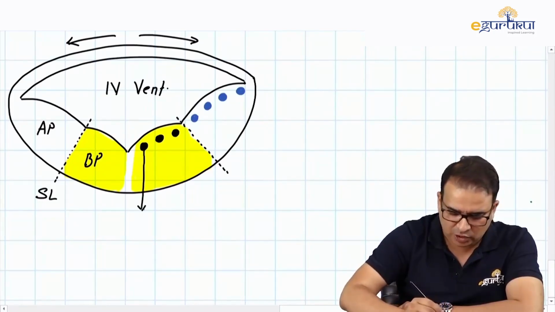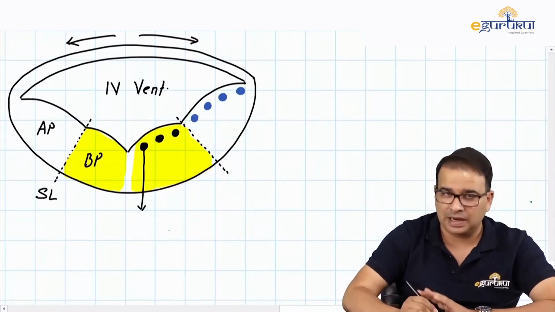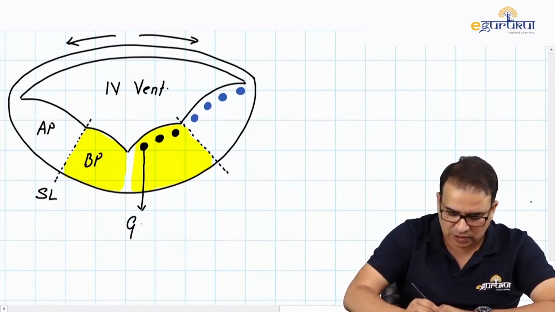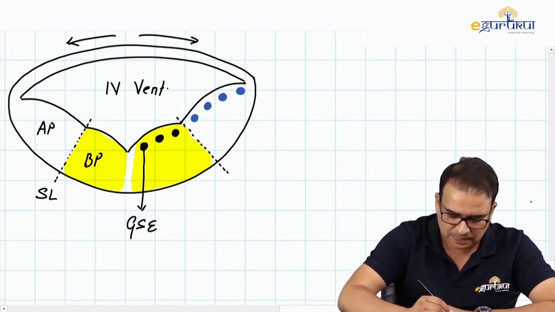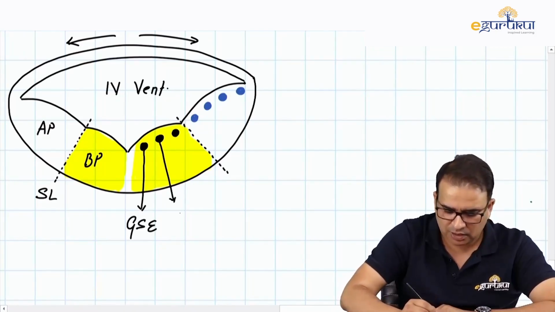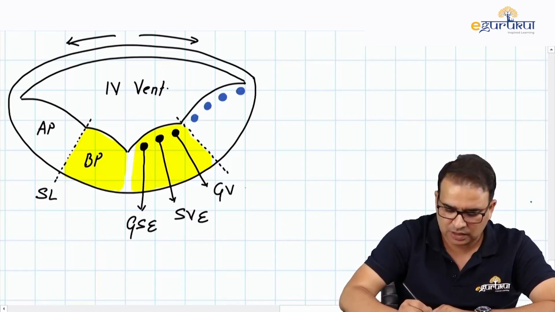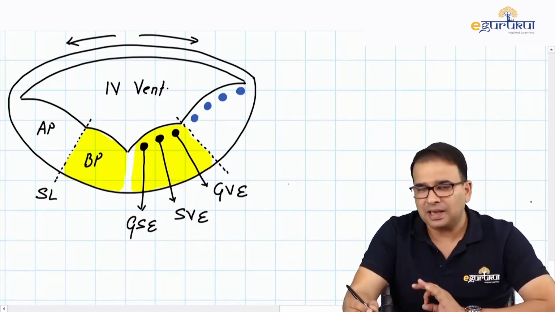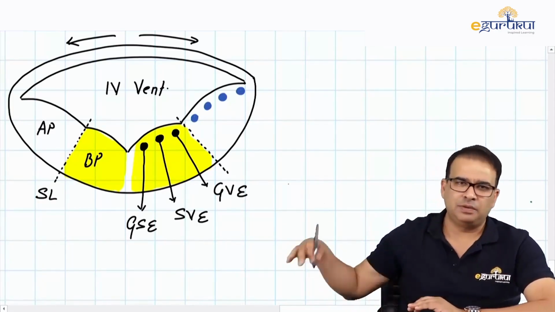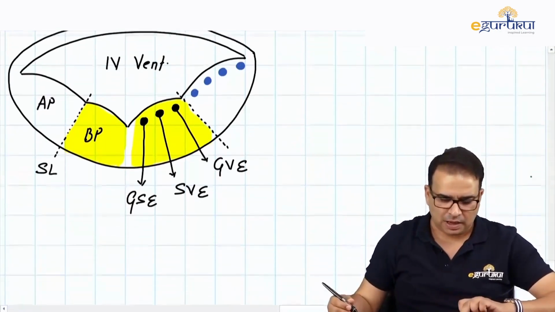What are these efferent columns? Let's name them, and then we'll take them in detail one by one. The very first column here is called GSE. The second column here is called SVE. And the third column is referred to as GVE.